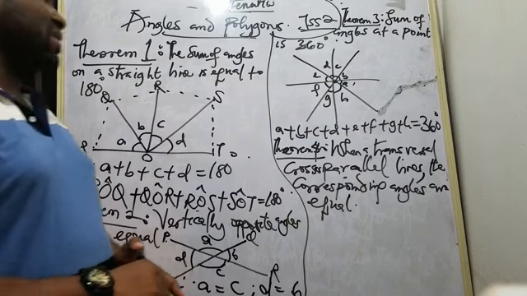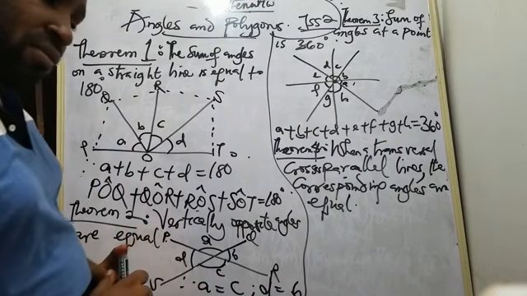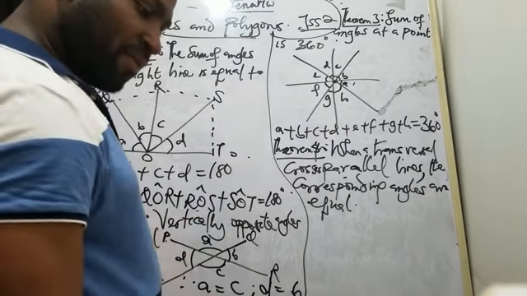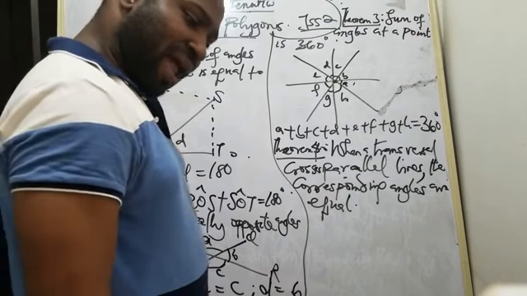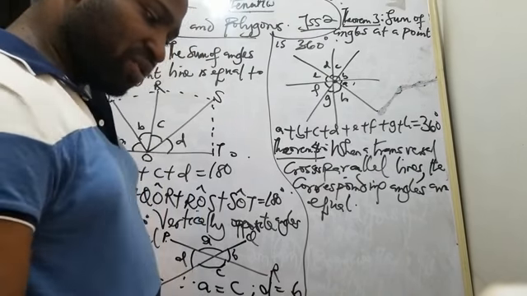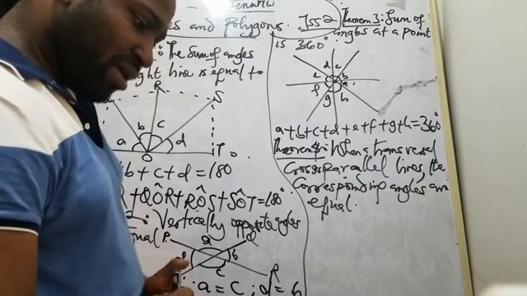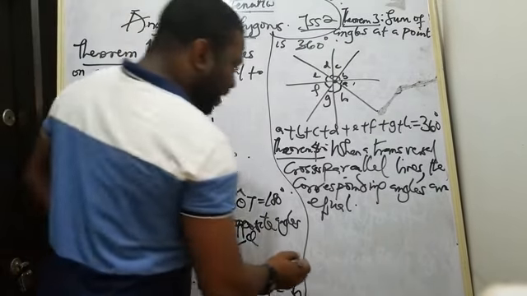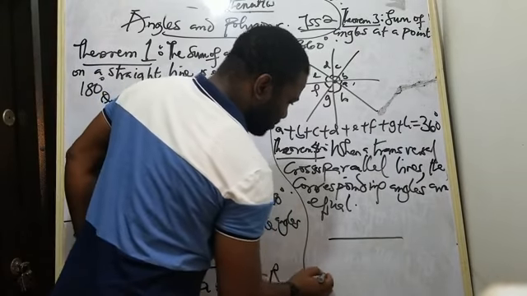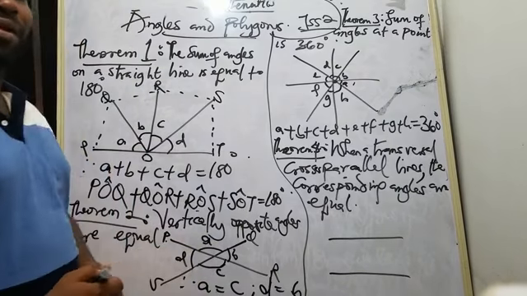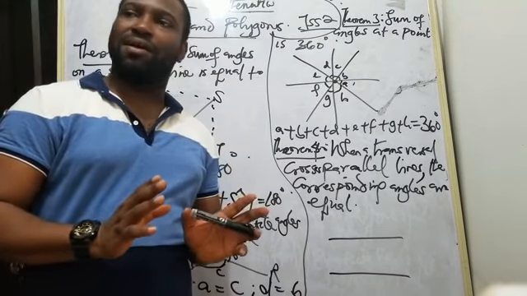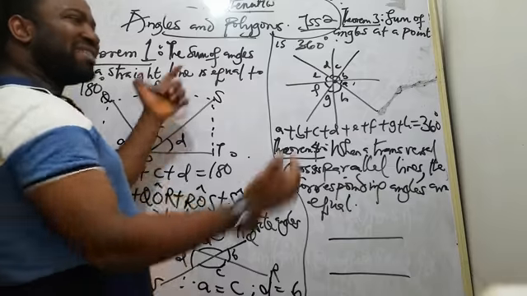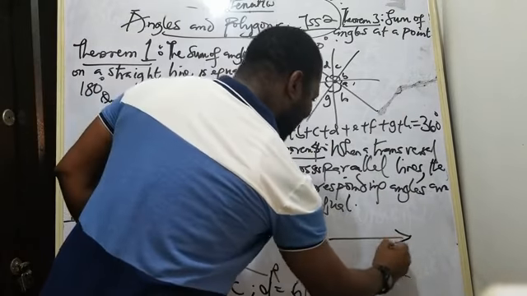When a transversal crosses parallel lines, the corresponding angles are equal. For instance, if these are parallel lines, what are parallel lines? Parallel lines are lines that will not meet. They are lines that go straight, so there's no way they can meet. So these are parallel lines.